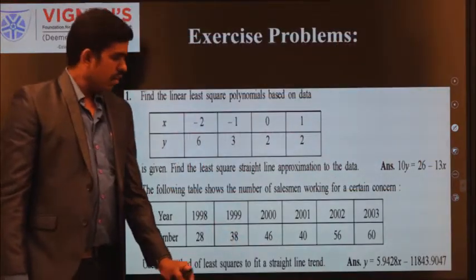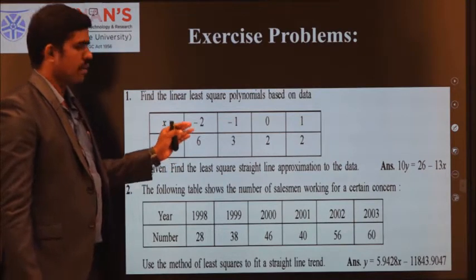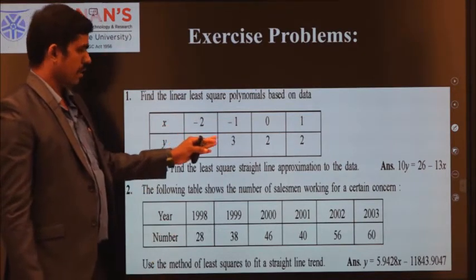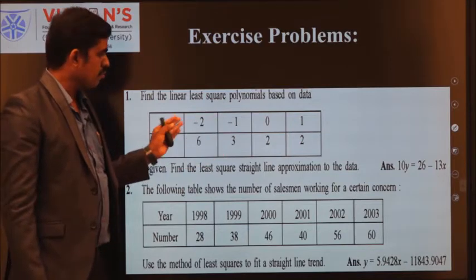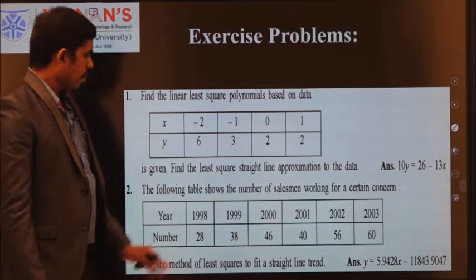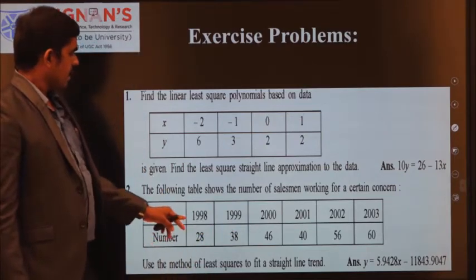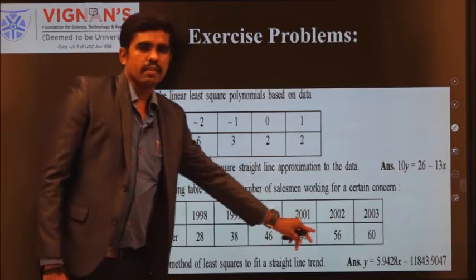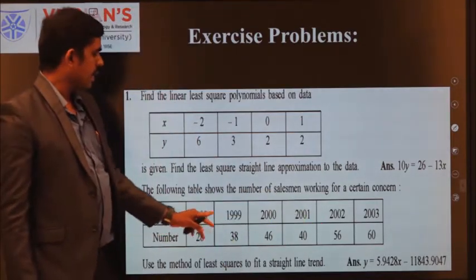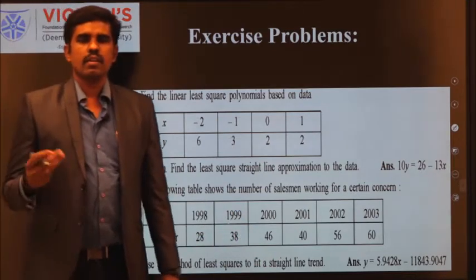Now let us see these two practice problems. The first problem is not a big problem for you, an easy one. I have done one problem; in this way you can find the straight line approximation. But look at the second problem. What is the difficulty is that the x value is somewhat bigger, actually 1998, 1999, 2000. So what is the difficulty you will have?